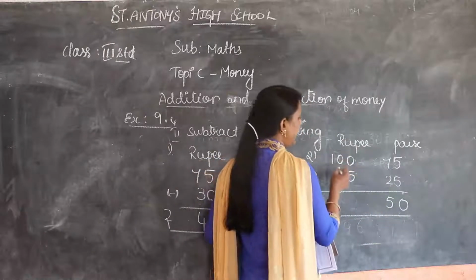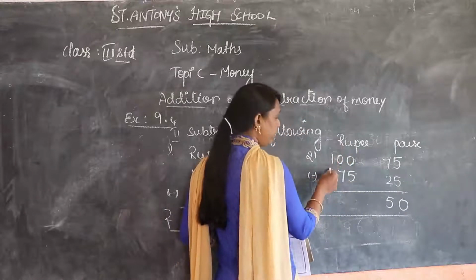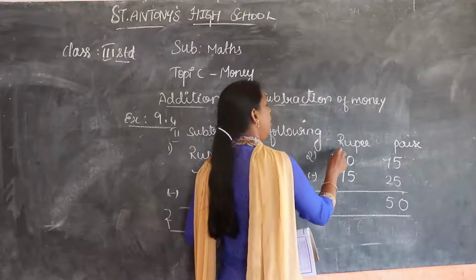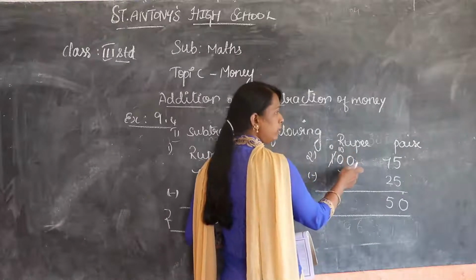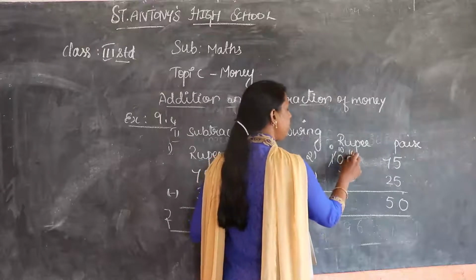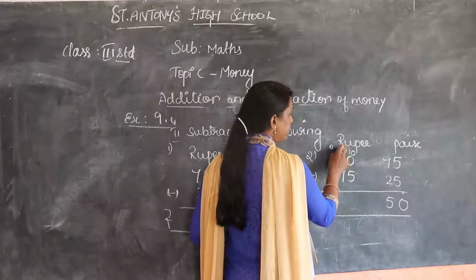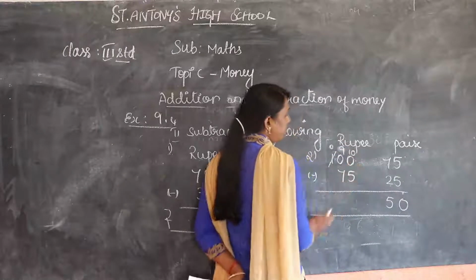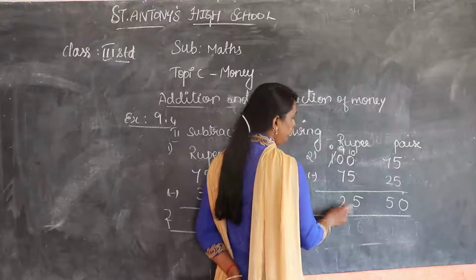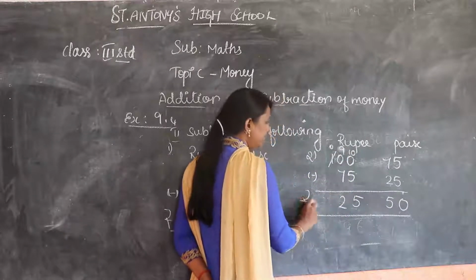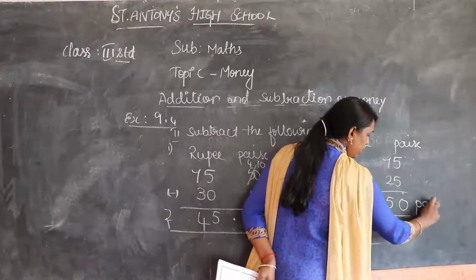Here also we have to borrow from the nearest place, but here also it is 0. So we have to borrow from this 100 place. This 1 becomes 0. This becomes 10, and we have to borrow to the unit place. This 0 becomes 10, and then this 10 becomes 9. Now we have to do the subtraction. 10 minus 5, 5. 9 minus 7, 2. Here 0. The final answer is rupees 25, 50 paisa.